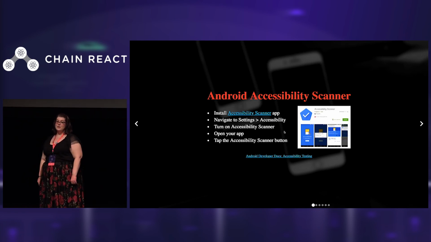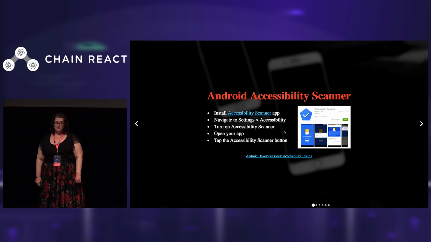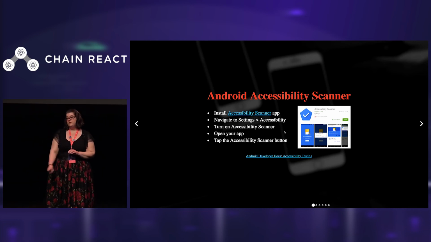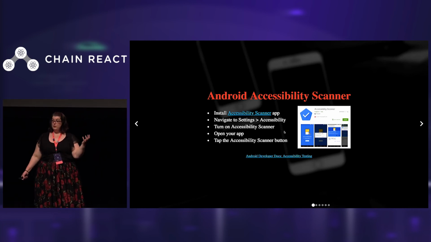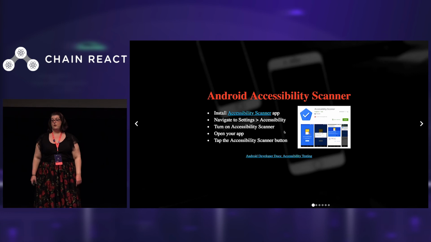Android has an accessibility scanner app that will do pretty much the same thing. So for all of you with Android, I kind of think you got the good bag on this one. You just download the app, you open up your app, and you have it run an audit. And then it comes back and reports on things that it found that you have problems with.